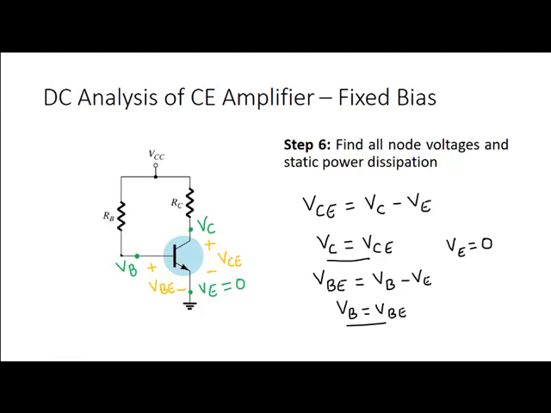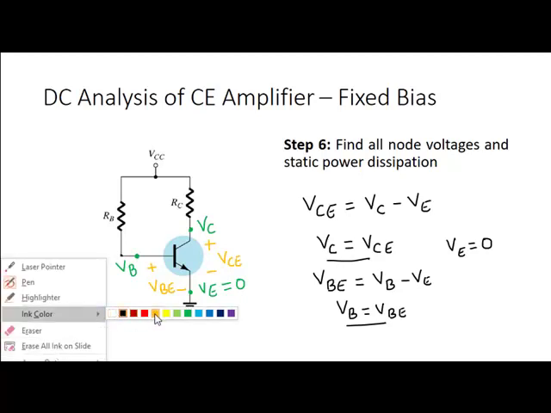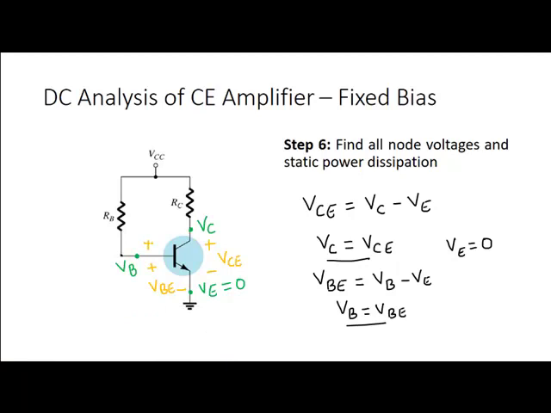We can also find the voltage between the terminals base and collector, VBC. Using again the same double subscript notation, I'll write it here. VBC is nothing but VB minus VC.